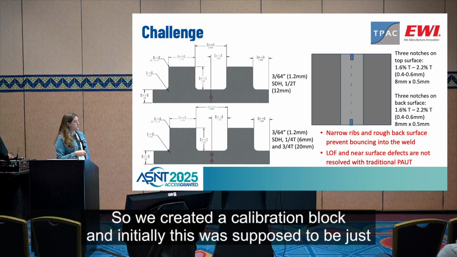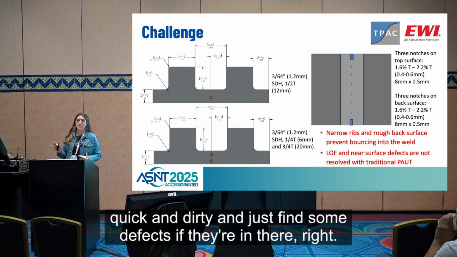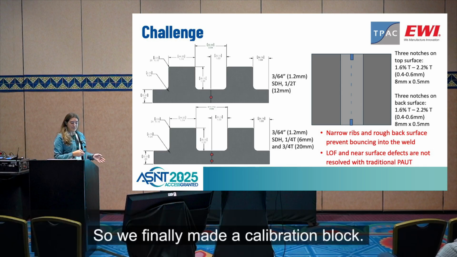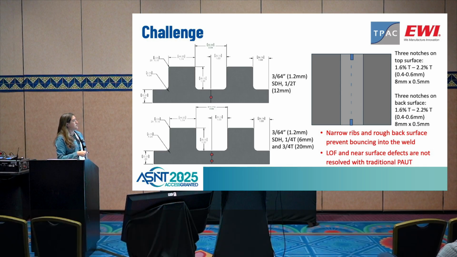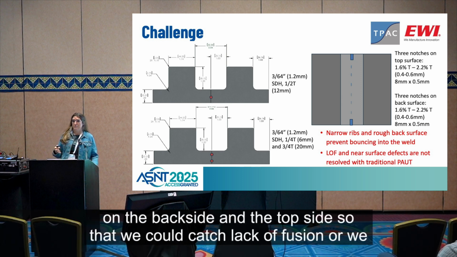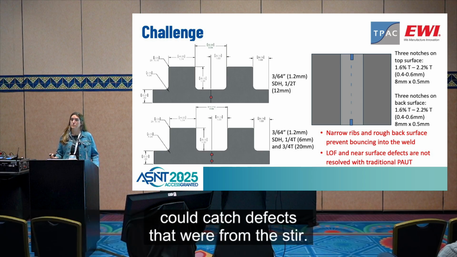So we created a calibration block. And initially, this was supposed to be just quick and dirty and just find some defects if they're in there, right? But we need a calibration block if we're gonna actually identify them. So we finally made a calibration block. We put in some side drilled holes, and we put in some surface notches on the back side and the top side so that we could catch lack of fusion, or we could catch defects that were from the stir.